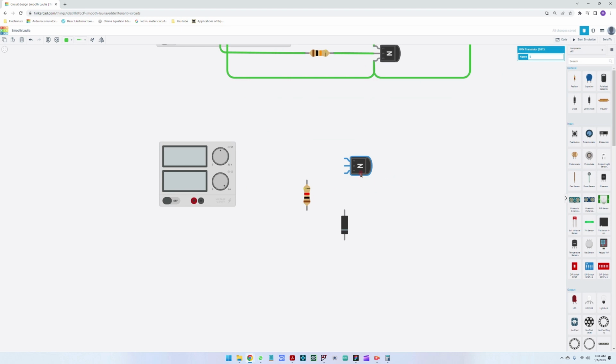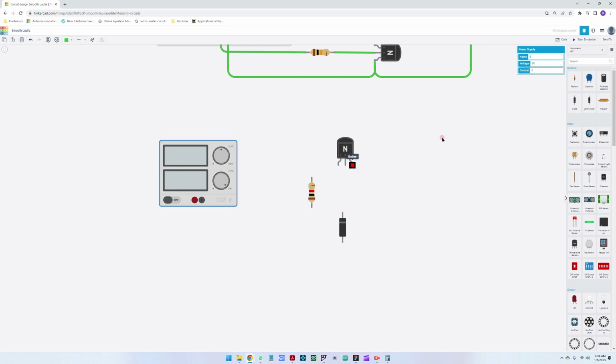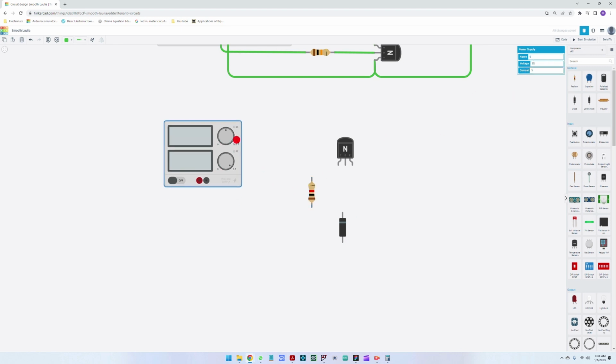The transistor, where we can rotate it. So we need the collector on this side, the base here to the reference, and here we have a Zener diode, which is a 5.1 volt Zener diode. Great. Let us set the power supply. The power supply is at 15 volts, so this is okay.